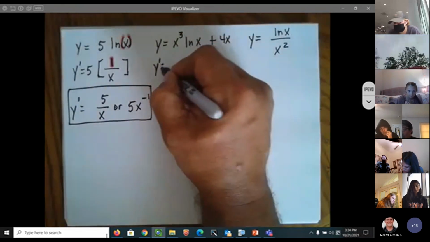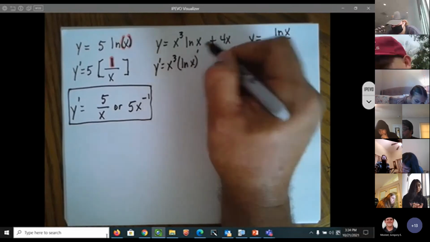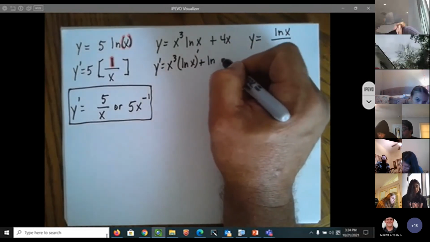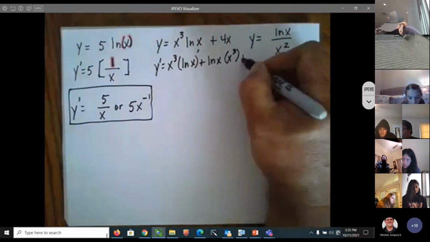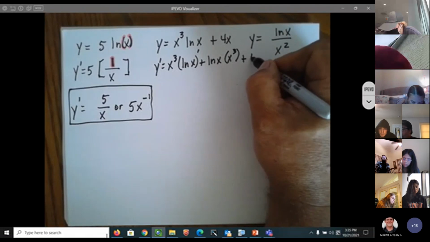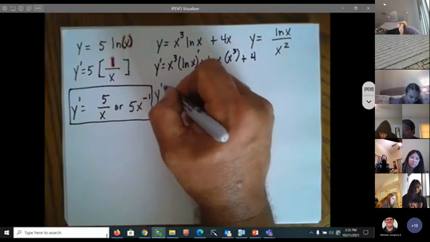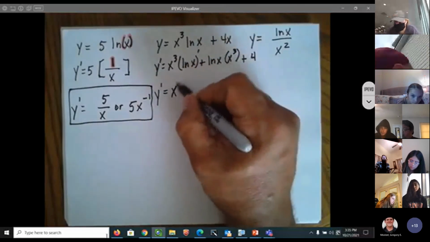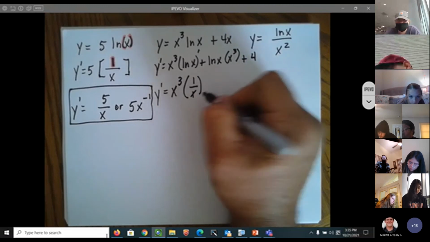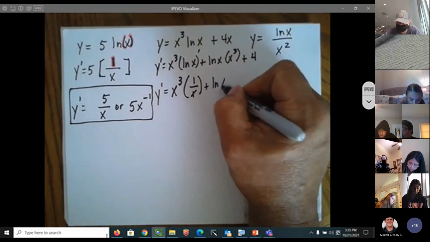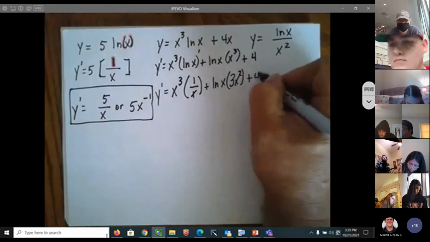First, y prime is equal to the first times the derivative of the second, plus the second times the derivative of the first, plus the derivative of 4x, which is 4. So y prime is equal to x to the third, 1 over x, plus natural log of x, 3x squared, plus 4.